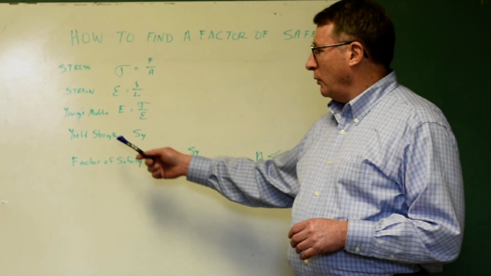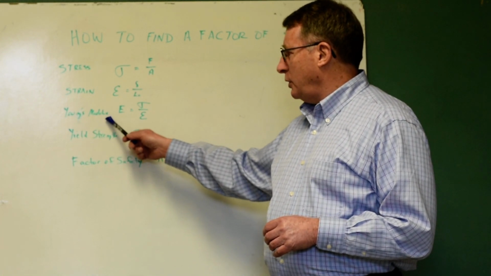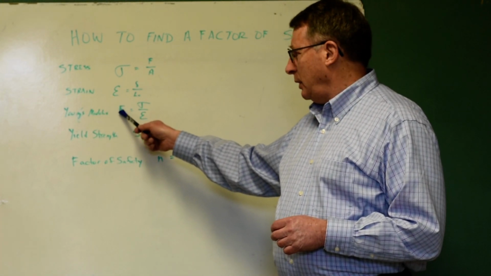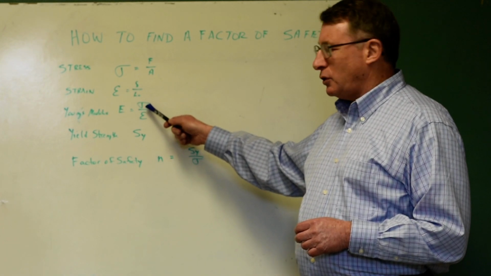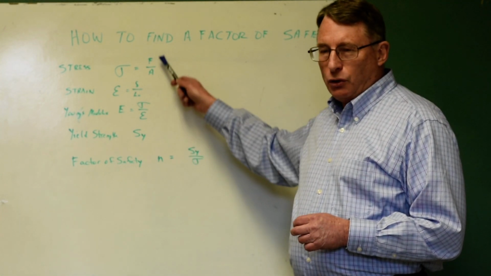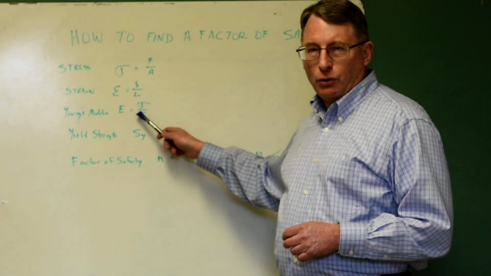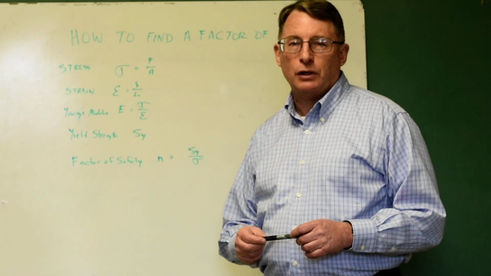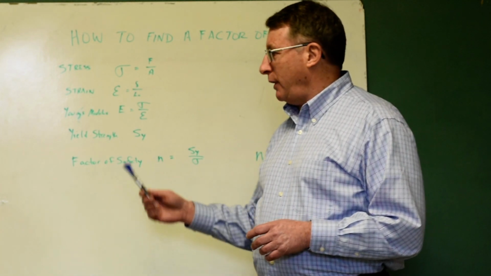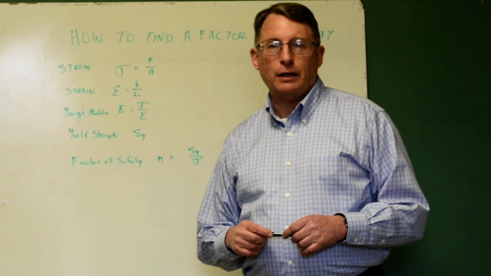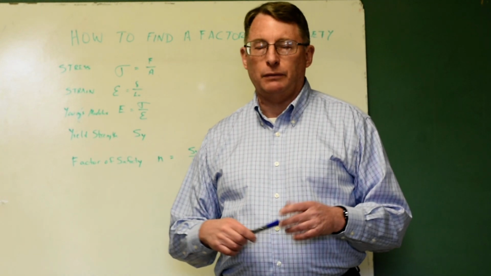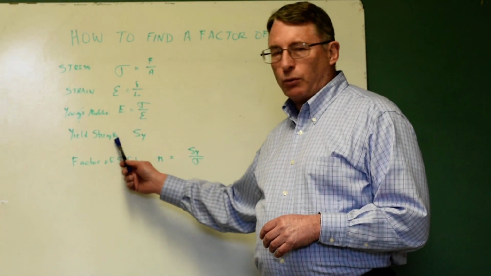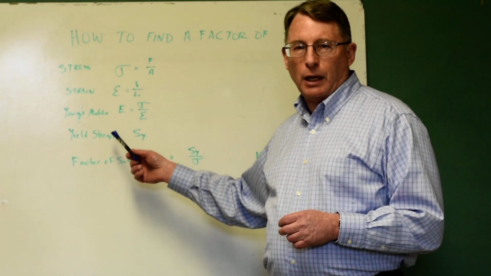Now, briefly in the last video, I just mentioned Young's modulus, up to the proportional limit. Young's modulus, capital E, is equal to stress over strain. And you can manipulate these, and I'll expect you in my class to be able to manipulate these different equations to find a factor of safety or a number of different things. The yield strength, you normally can get this from a book.